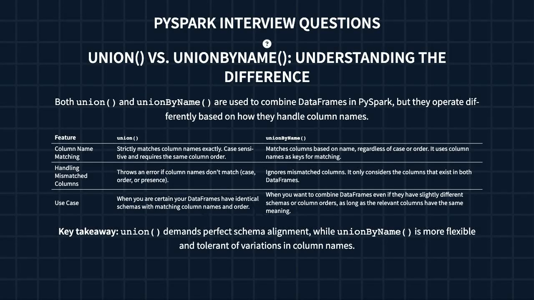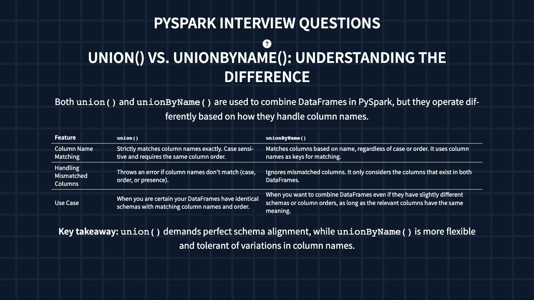Let's talk about a common PySpark interview question: the difference between union and union by name. Basically, both combine data frames, but they handle column names differently. Union is super strict. It requires your data frames to have exactly the same schema, meaning identical column names in the exact same order. If there's even a tiny mismatch, like a case difference or a different column order, you'll get an error.